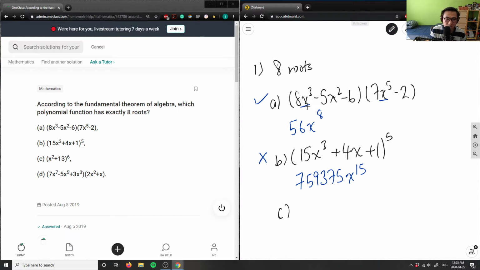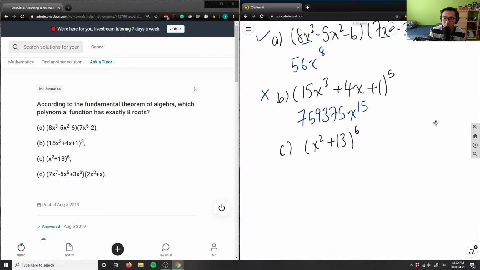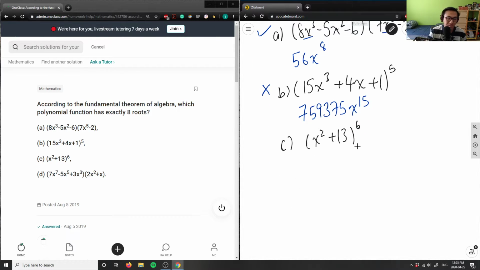Let's look at C. This is x squared plus 13 to the power of 6. Again, I can simply multiply my exponents because it's an exponent to an exponent. So this here is x to the power of 12. This solution is also wrong because I need the polynomial to have exactly 8 roots.